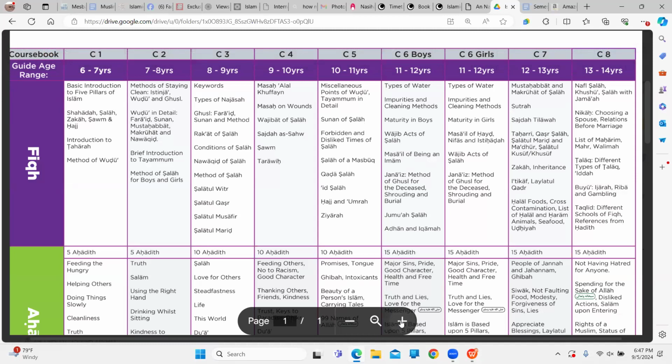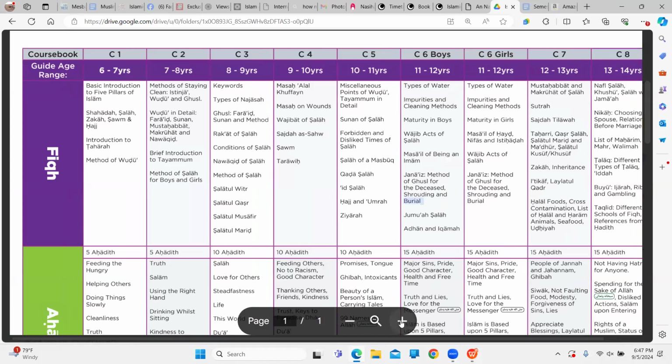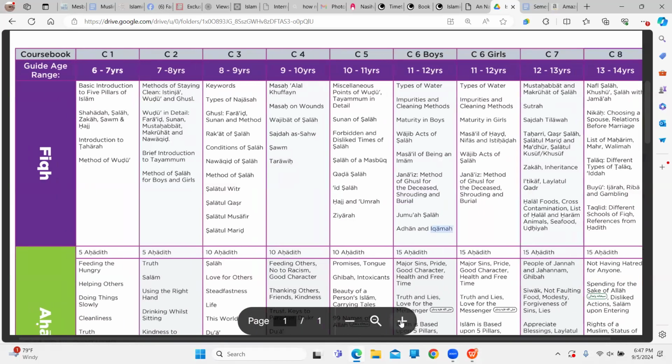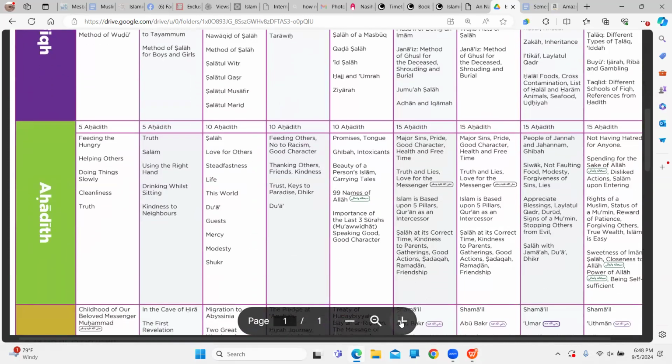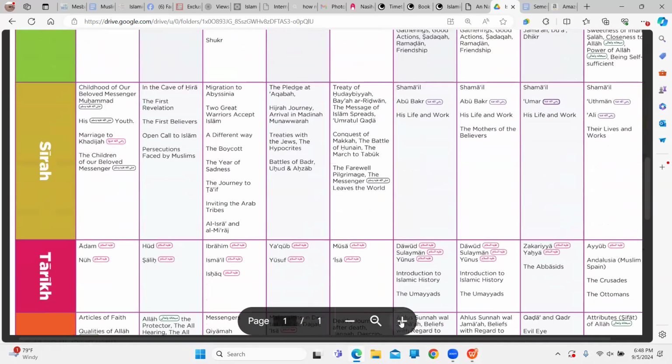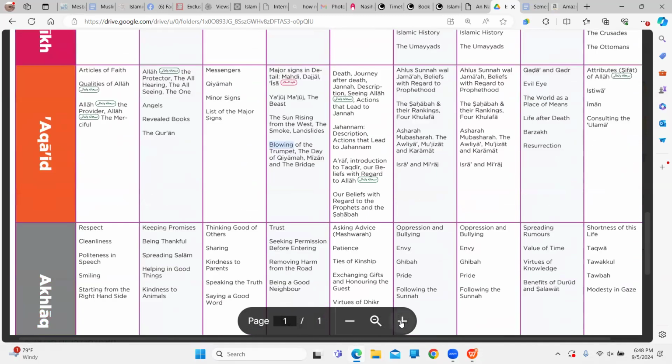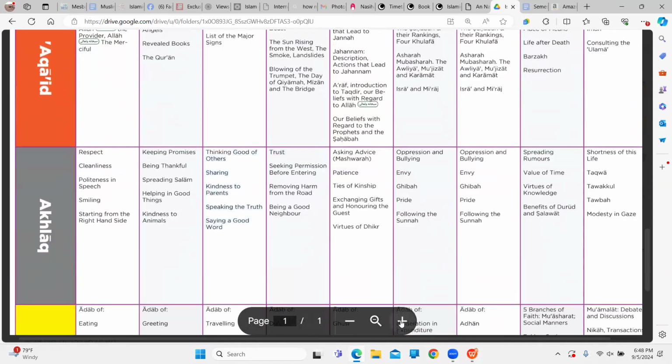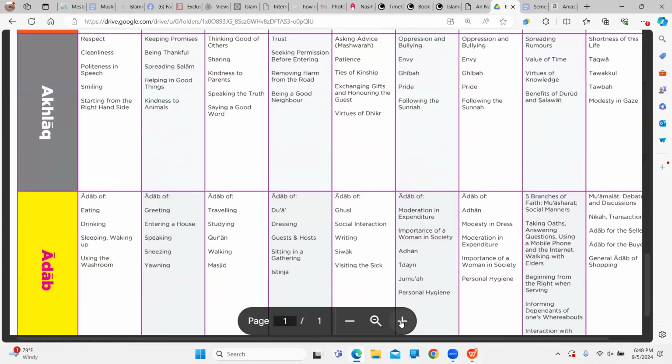When they become a little bit mature, 6 years old, 7 years old, now they understand because they're going to first, second grade in school. Then we give them book 1. In book 1, as you can see, grade 1 to grade 8. You see on the top, C1, C2, C3. Can you see it? So these are the grades. On the left side are the subjects. So on the left side, you have fiqh, subject number 1. Hadith, subject number 2. Sirah, subject number 3. Tariq, subject number 4. Aqaid, subject number 5. Akhlaq, subject number 6. Adab, subject number 7.